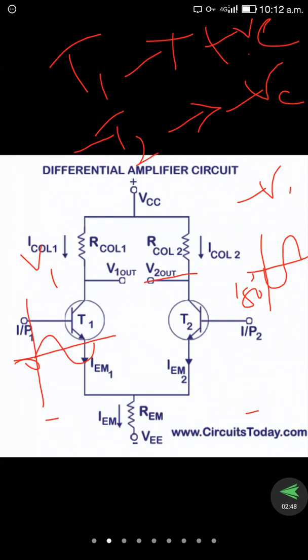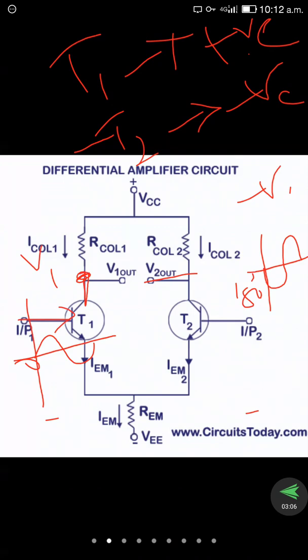So this signal is amplified when we are applying this positive half cycle to this transistor T1, and this voltage developed across the collector, and we are getting the output here, the amplified output.